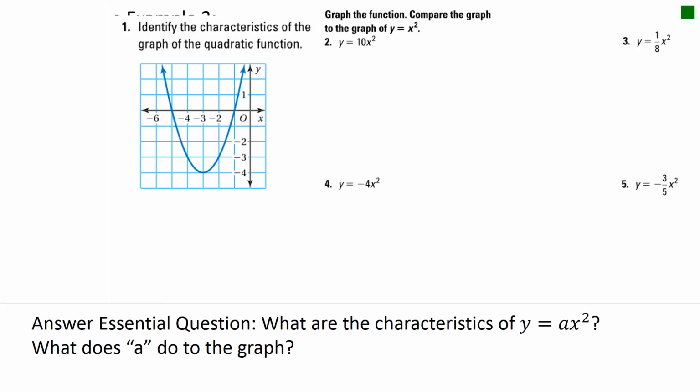For the next five problems, go ahead and try them. When you're ready to talk about what happens, go ahead and press play, and I'll go over it.